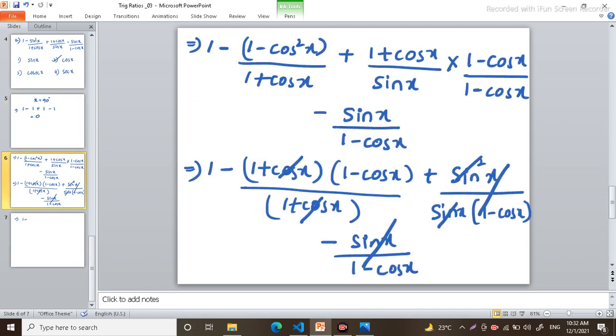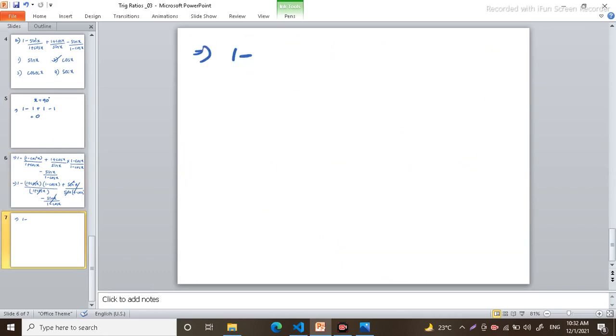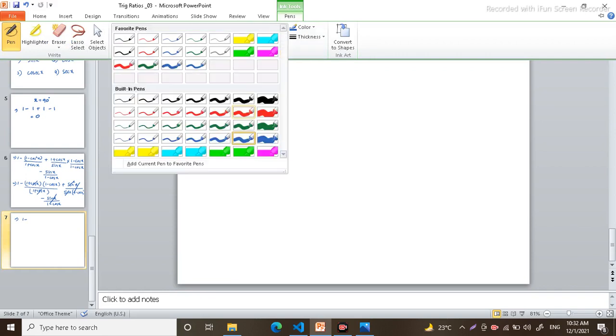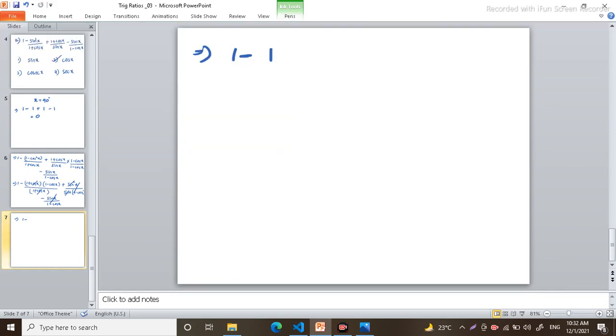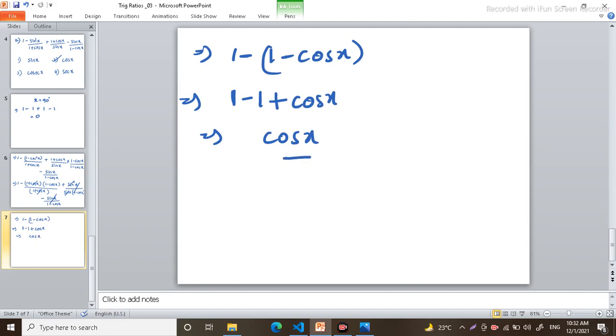1 minus 1. 1 minus of 1 minus cos x is remaining. 1 minus of cos x is remaining. What I will do, this is equal to 1 minus 1, minus into minus plus cos x. This will be 0. The answer is cos x. So simple it is. I'll do a quick revision.